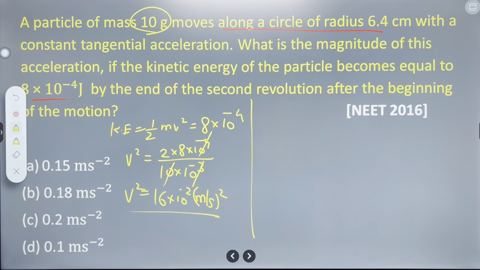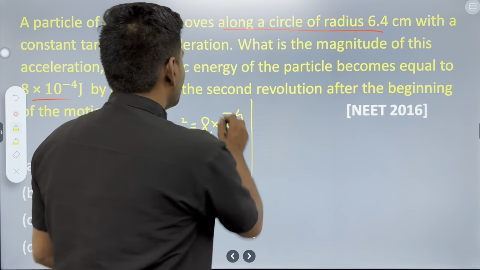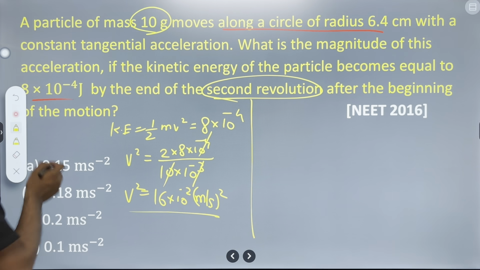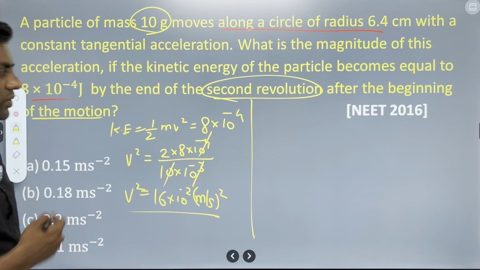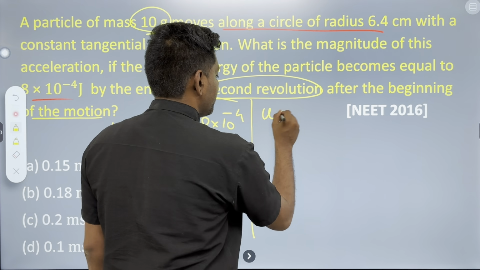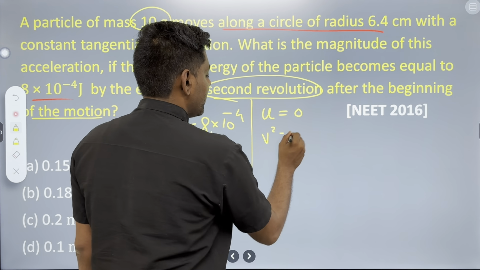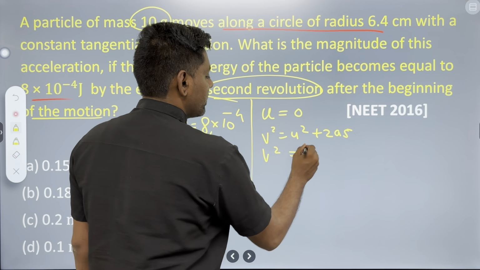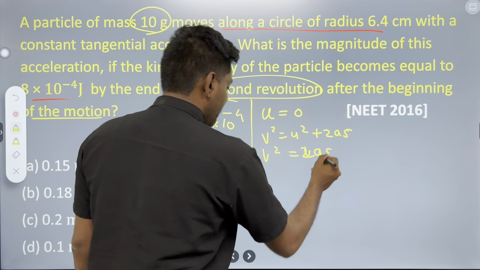नेक्स्ट व्हाट वी हैव टू कैलकुलेट एट द एंड ऑफ द सेकेंड रिवोल्यूशन. तो आपको पता होना चाहिए एट द एंड ऑफ द सेकेंड रिवोल्यूशन आफ्टर बिगिनिंग ऑफ द मोशन. सो जब भी इनिशियली वो स्टार्ट होगा उसका वेलोसिटी 0 रहेगा. v square equal to u square plus 2 a s. So that is v square equal to 2 a s.